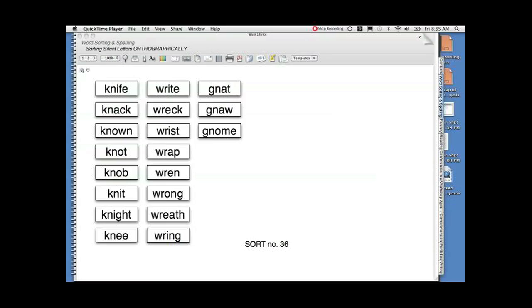Okay, I'm looking here at sort number 36, which includes consonants that are silent at the beginning of a word. And we have three patterns with KN, WR, and GN. And you can tell right away that I've organized this sort as an orthographic sort. An orthographic sort means that the common feature in each of the columns is some spelling feature, the way it's written. So in this case, all the KNs belong together, all the WRs belong together, and the GNs.